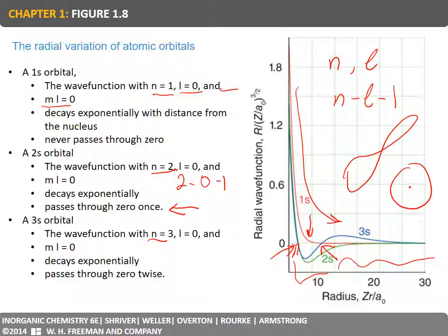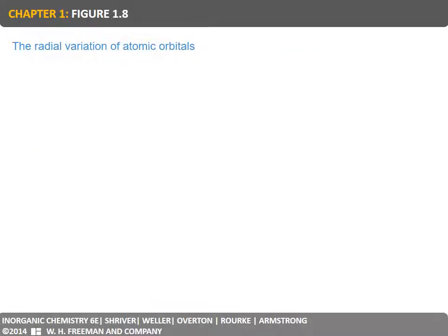Now let's try an example. Take a look at this. So here's a simple question. How many radial nodes do 3p, 3d, and 4f orbitals have? Now we need to remember the most basic formula: n minus l minus 1. That's how we determine the radial nodes.